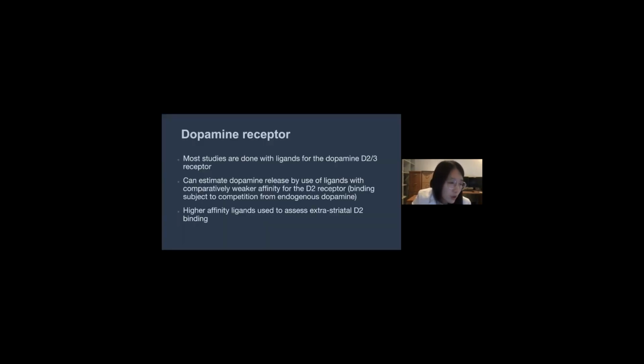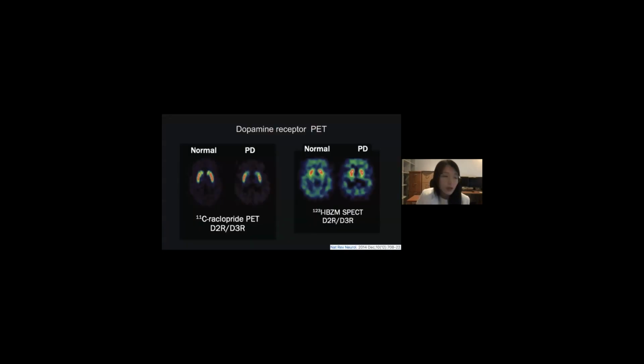For the dopamine receptor, most studies are done with regard to dopamine D2 or D3 receptor. It can estimate dopamine release by use of a ligand with relatively weaker affinity for the D2 receptor, because binding is subject to competition from endogenous dopamine. Higher affinity ligands are used to assess extrastriatal D2 binding. This is an example of D2-D3 dopamine receptor imaging, raclopride and IBZM. PD showed preservation of postsynaptic receptors.